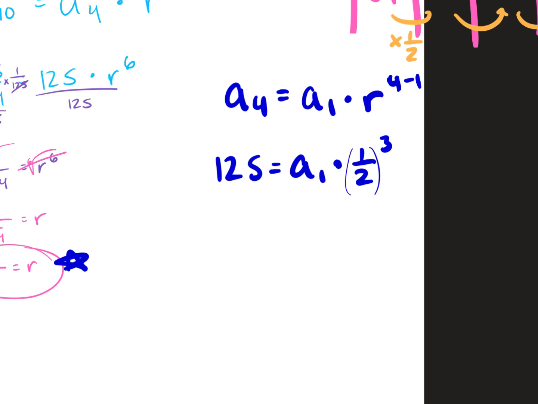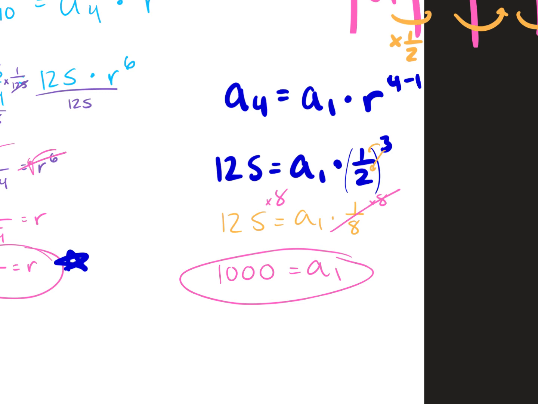How could I find a sub 1? What should I do first? Got to do the exponent first. So what is 1/2 to the 3rd power? 1/8. You got to cube 1 and cube 2, so 1/8. What would I do next? Divide by 1/8 or multiply times 8. So what's 125 times 8? Nobody seems confident in that answer. 1,000. So our first term is 1,000.